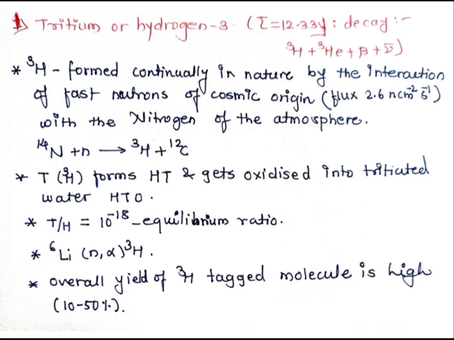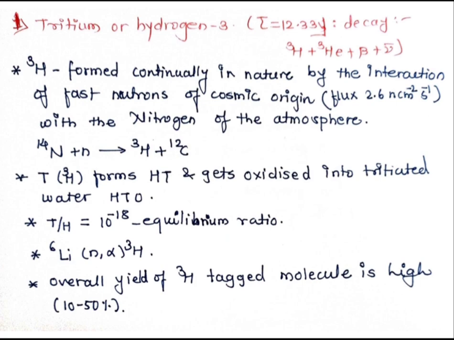Nitrogen 14 plus neutrons, there is a formation of hydrogen, and this hydrogen with atomic mass 3 is called tritium, plus carbon 12. So simply this reaction occurs in nature in a continuous way.